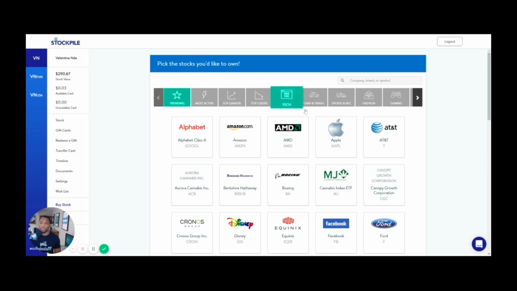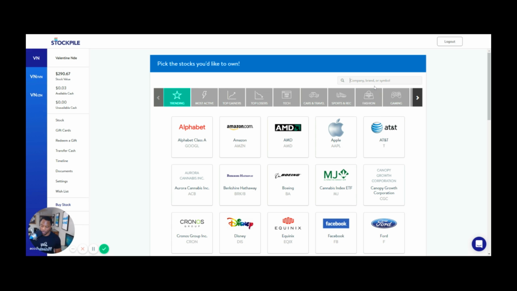Yep, there we go. The one thing I like about this interface is that they have the stocks organized in trending, most active, top gainers, top losers, tech, cars, sports, fashion, gaming. So they kind of simplify it for you. So entertainment, restaurants, which I really like, money, shopping, which is good. So this is a good way to do it. Otherwise, you can just search up here.